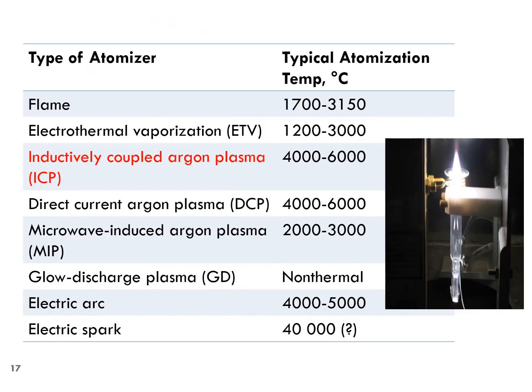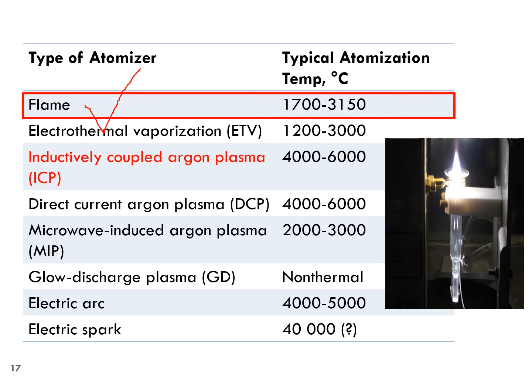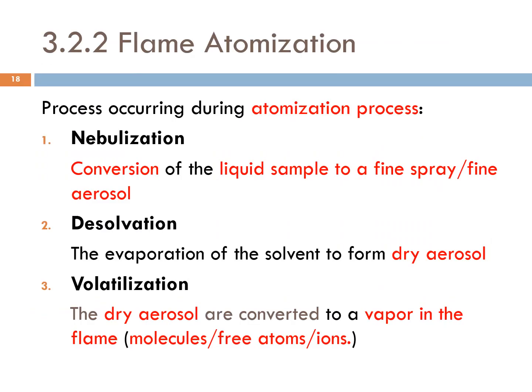Okay, so dalam this case, atomizer kita guna flame, in which the typical atomization temperature is from 1700 to 3150. Okay, in the flame atomization, there are three processes: nebulization, dissolution, and volatilization. Okay, untuk nebulization ni, dia convert your liquid sample to a fine spray ataupun fine aerosol. Okay, masa ni dia convert to fine spray. Okay, fine spray ni dia dalam bentuk macam spray lah, droplet. Maksudnya solvent you ada lagi.